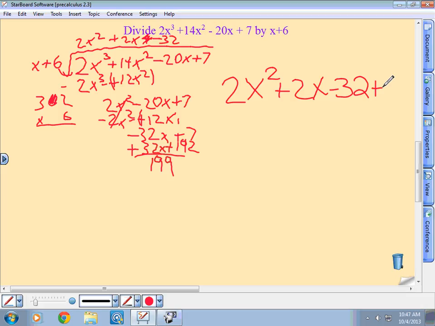Over my divisor, right? 199 over x plus 6. That's the answer: your remainder over your divisor. Because you have a remainder, that tells you that this is not a factor of that. It won't go in evenly. So that's not a factor of that. Okay, that makes sense.